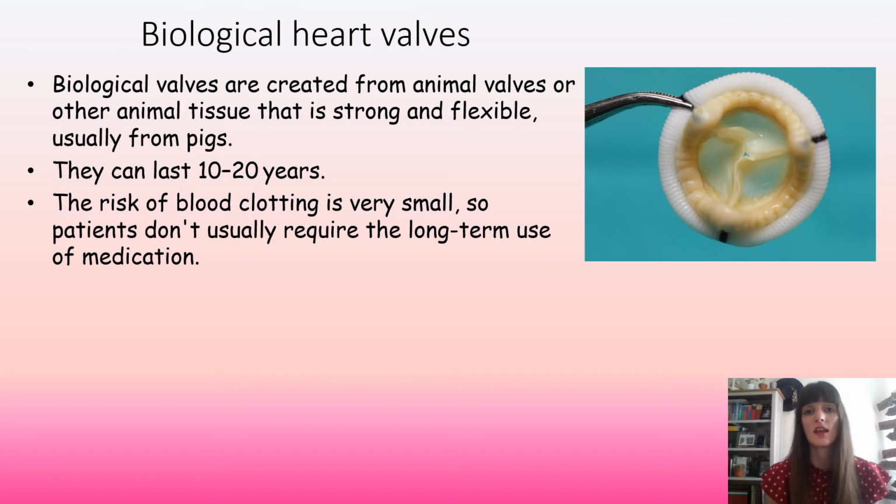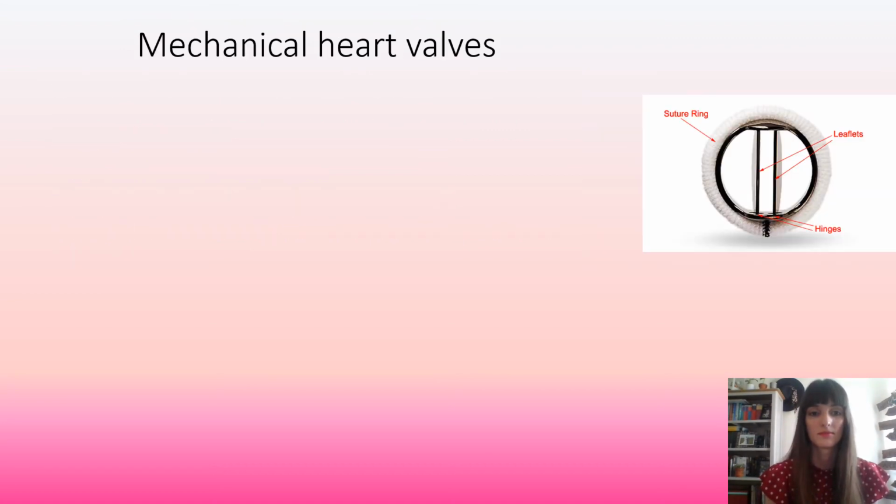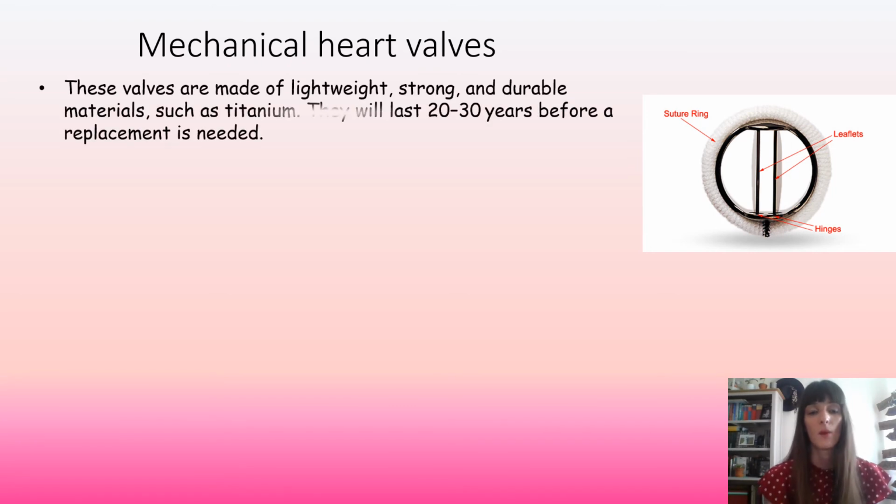So if you needed this at the age of 40, you're going to need this surgery to be done maybe more than once, which isn't a good thing. Mechanical heart valves, on the other hand, are made of lightweight, strong and durable materials such as titanium. They'll last between 20 to 30 years before a replacement is needed, so that's brilliant because you may only need it once in your lifetime.